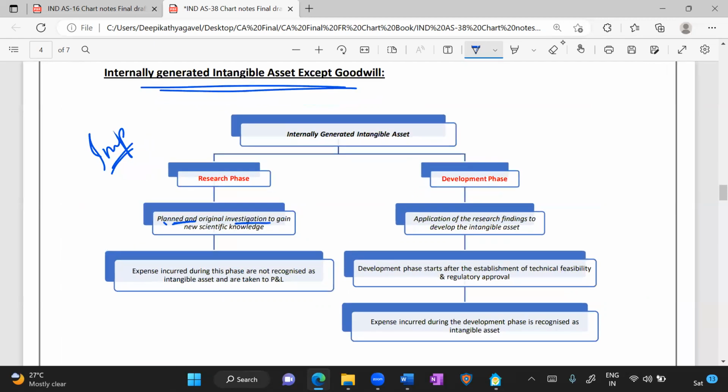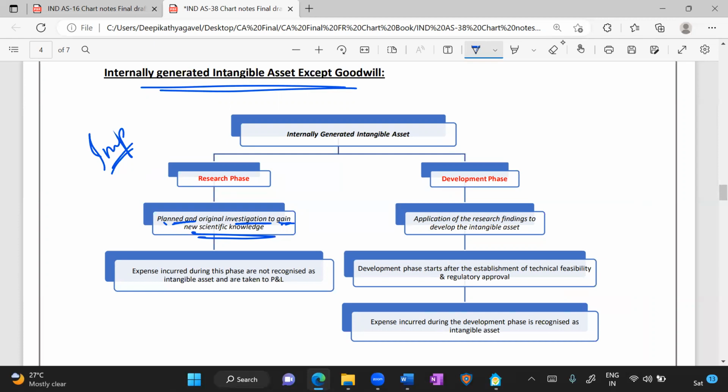Planned and original investigation will be conducted to gain new scientific knowledge, right? You're just trying to come up with something. Let's say you're trying to find a vaccine for the COVID virus, right? So the first stage is what? The research stage. You're trying to gain some knowledge, right? What is the particular formulation that you should come up with that can fight against this virus? The virus will keep mutating, so with the mutation, your medicine should also be able to react, right? So such formulation, you're trying to gain knowledge about that, and you're trying to come up with something.